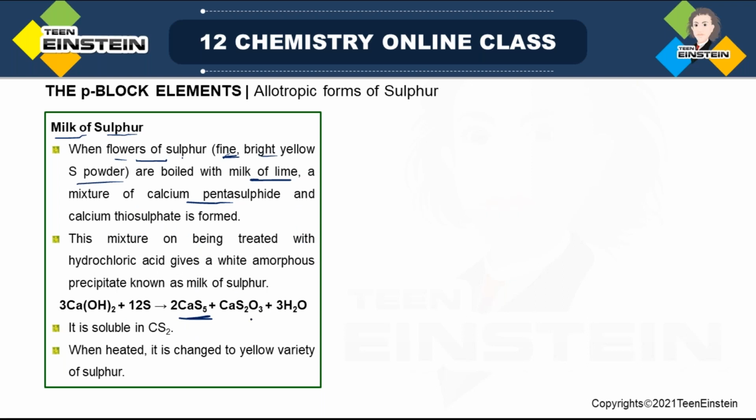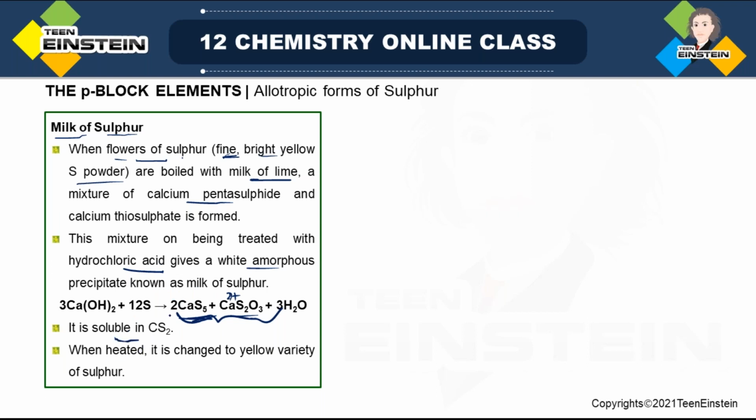And also calcium thiosulfate is produced, CaS2O3. S2O3 2 minus, and calcium having 2 plus charge, it is balanced. See, the formula for sodium is Na2S2O3 because sodium has oxidation state +1, but for calcium the formula is different, CaS2O3. Now this mixture being treated with HCl, it gives a white amorphous precipitate. Now that is known as milk of sulfur. It is soluble in CS2.